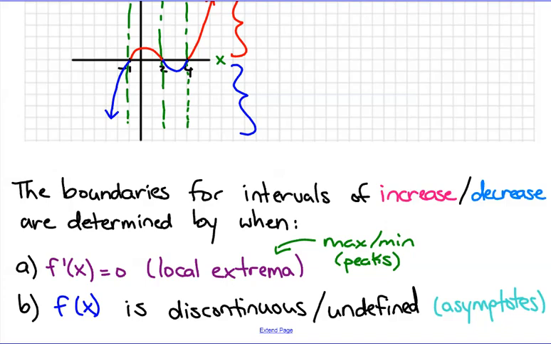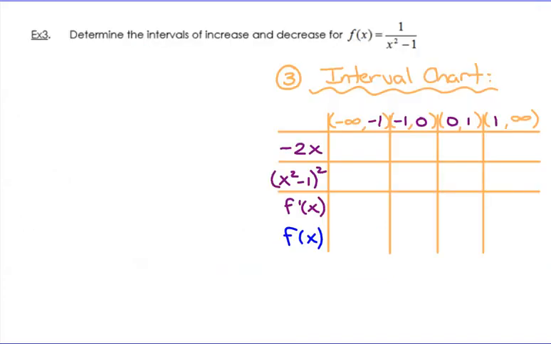We can also find other critical numbers that will help us to figure out our boundaries. And so another one would be when f at x is undefined. And so any asymptotes are also considered critical numbers. All right, so let's try one together.